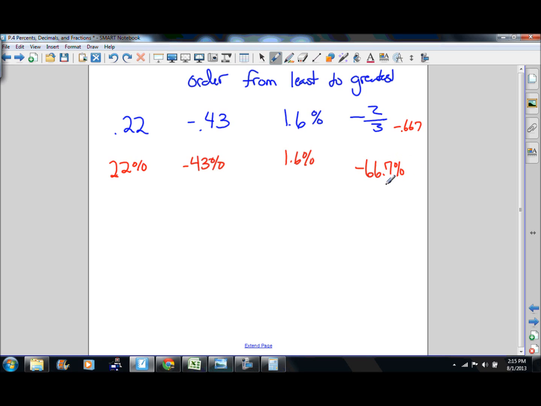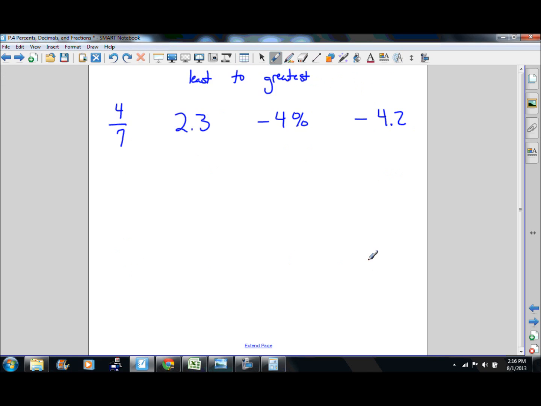And so ordering them from least to greatest, you always want to write the original numbers in. So negative 2/3 is the smallest, because that's the largest negative percentage. This here is second, so negative 0.43. 1.6, that's third biggest, and then 0.22 is the largest number, and that's ordered from least to greatest. Okay, so you've got to turn them all into something. I did percent. You could turn them all into fractions. You could turn them all into decimals. I don't care. Whatever makes the most sense to you.